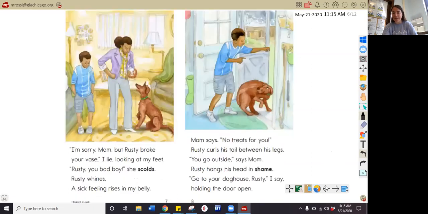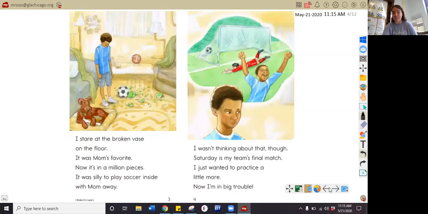Nice endurance, nice reading, of a story about Rusty and his owner. All right, we're gonna get ready to answer some questions. Get ready. We're gonna answer inferential questions and we're gonna think about character change.